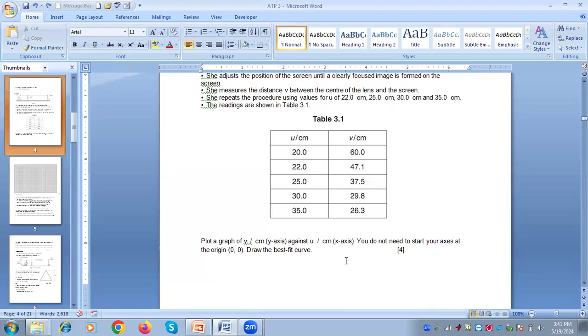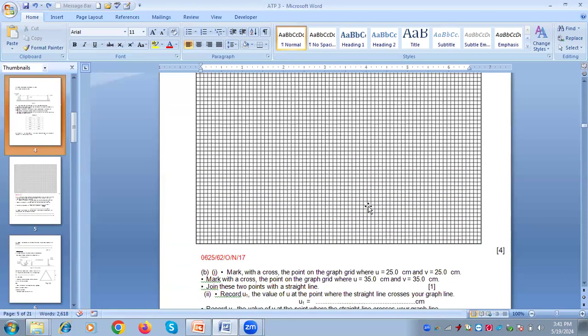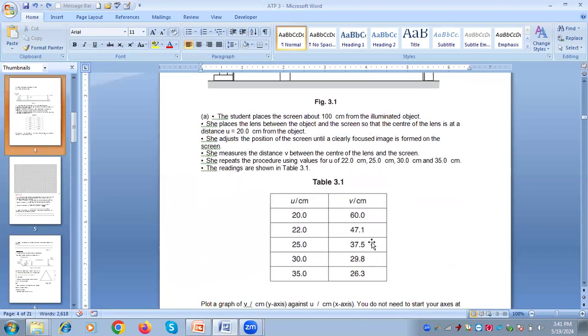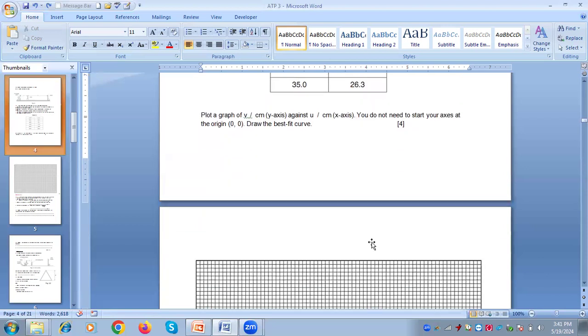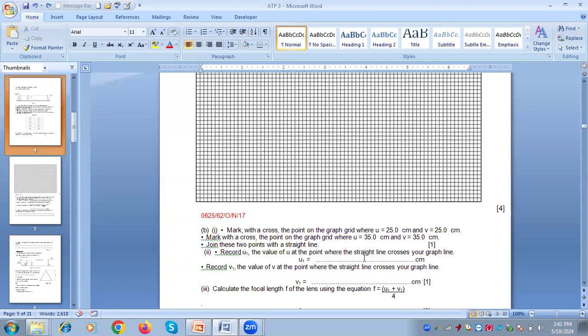The scale is also very important. This is the graph sheet which is needed here. It is given in the question, and this question carries 4 marks. All the data is given. You don't have to take any measurement of u and v. All the measurements of u and v are given. You just have to plot the graph and answer some questions related to it.